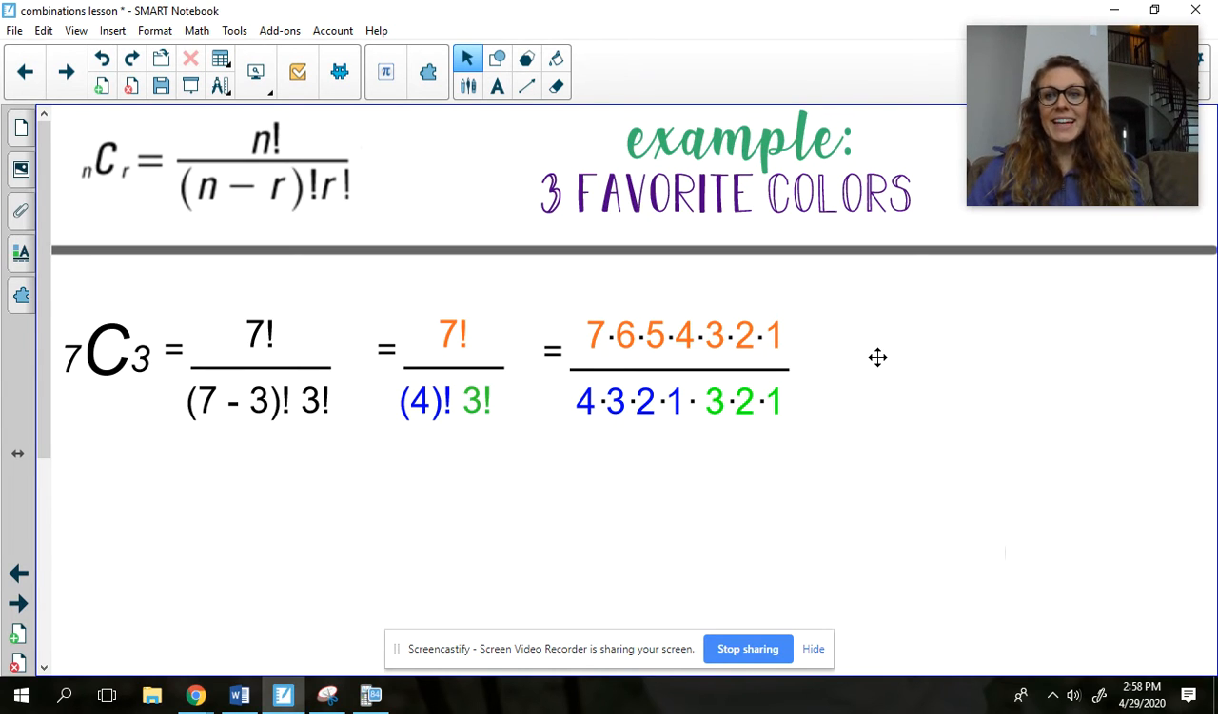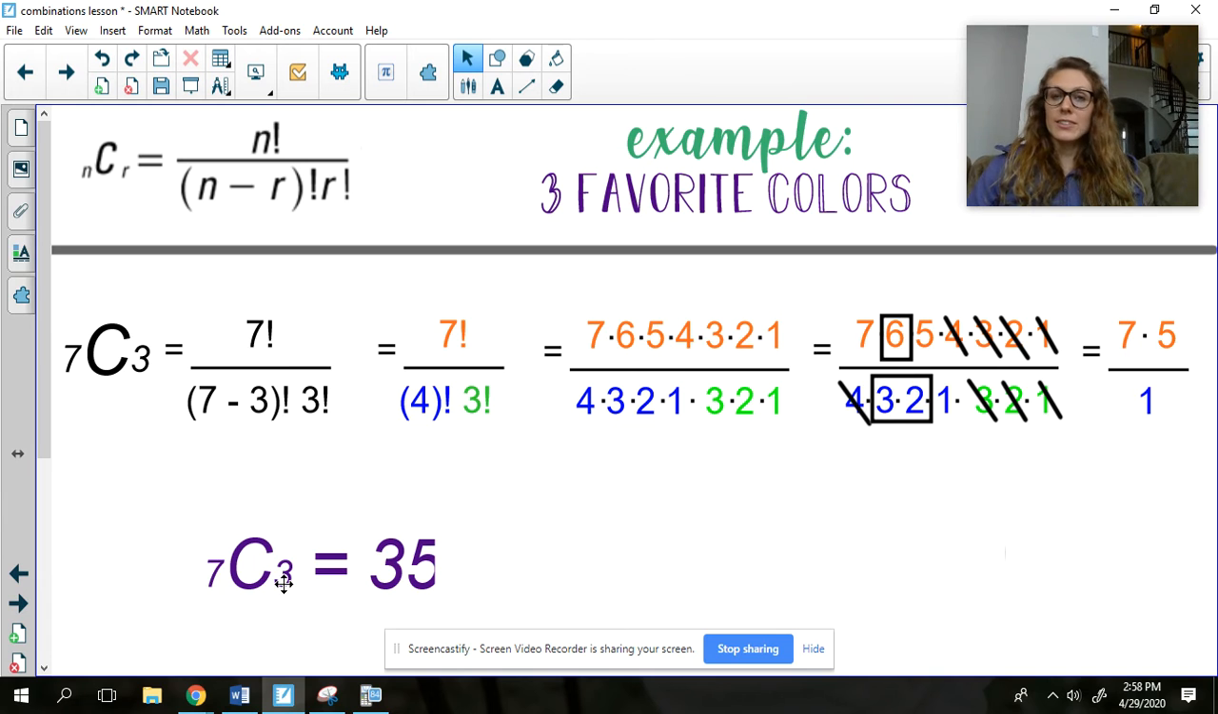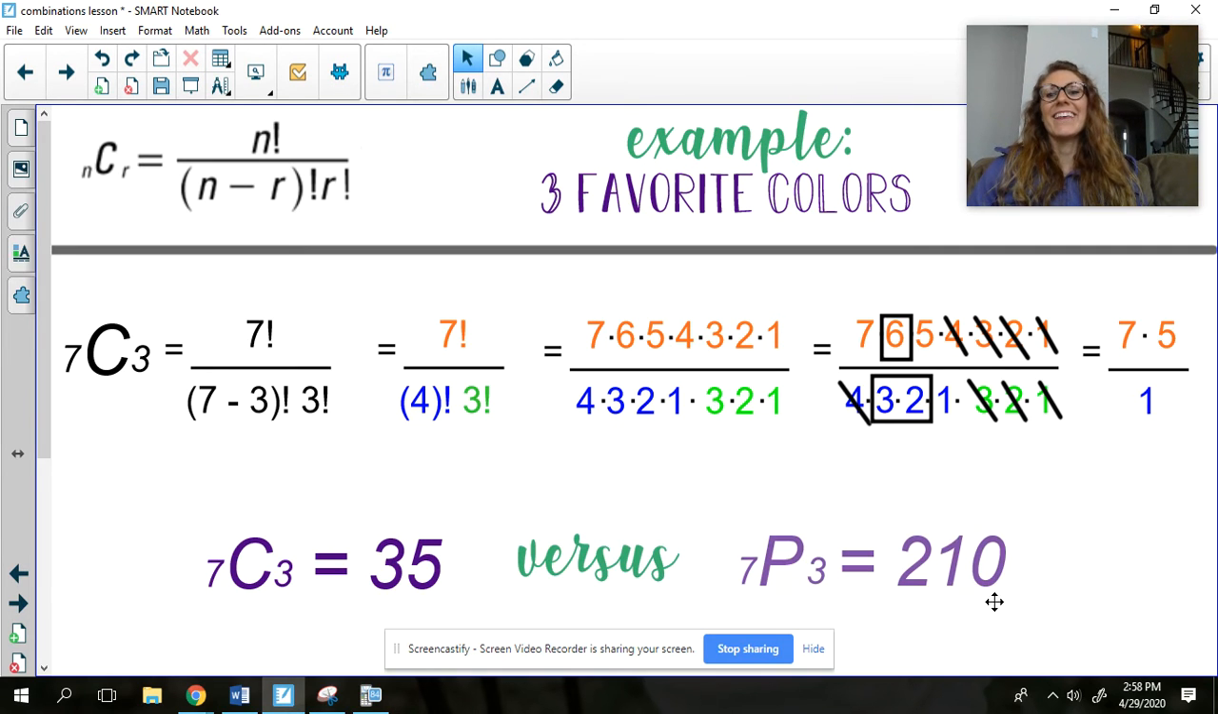Continuing to simplify by hand, I can notice that we have a lot of repeated numbers in the numerator and denominator that could get reduced. The 1s, the 2s, 6 is the same as 3 times 2. If we reduce as much as we can, we're all the way down to 7 times 5. So we've determined that 7C3, so figuring out how many different ways can you select 3 from 7 when order doesn't matter, is only 35, which is much smaller than our permutation at 210.